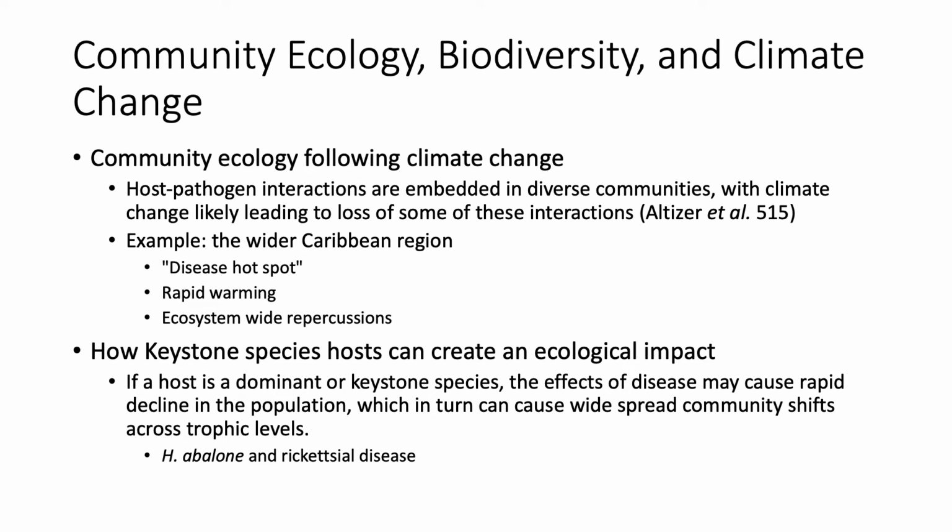Ecosystem-wide repercussions are often seen when a keystone species is affected. If a host is a dominant or keystone species, the effects of disease may cause rapid decline in the population, which in turn can cause widespread community shifts across trophic levels. For example, near extinction of the once dominant herbivorous abalone by warming-driven rotosicle disease caused pervasive community shifts across multiple trophic levels.